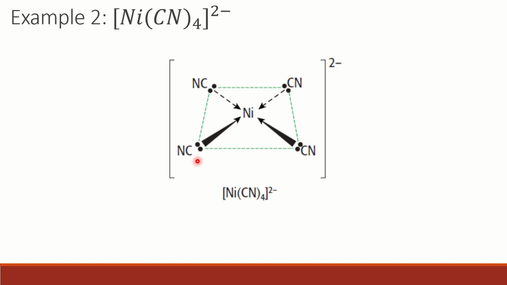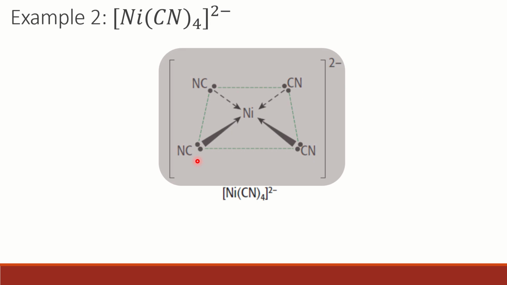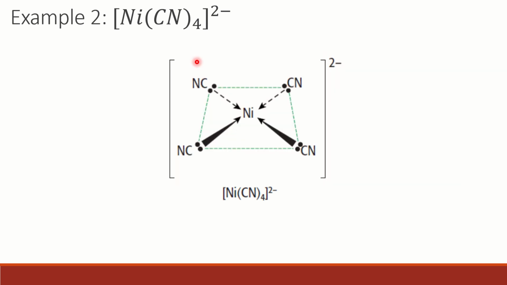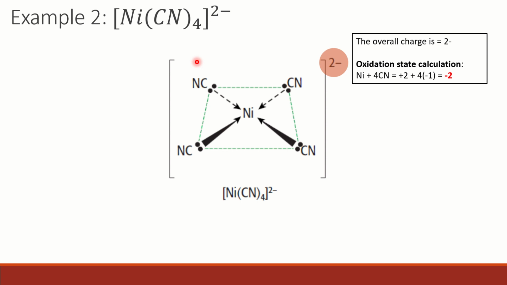Okay? Next one, the entire ion is what you call a complex ion. Again, what is a complex ion? It's a transition metal ion surrounded by ligands. Okay? Let's take a look at the overall charge. I already mentioned it.